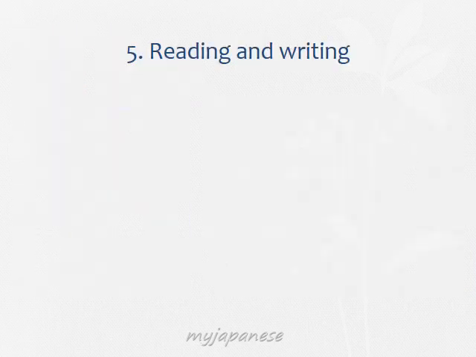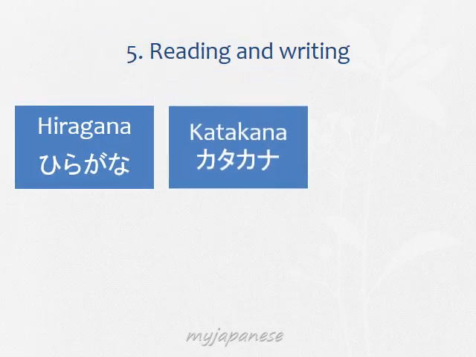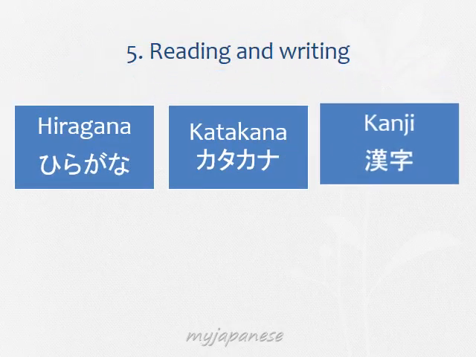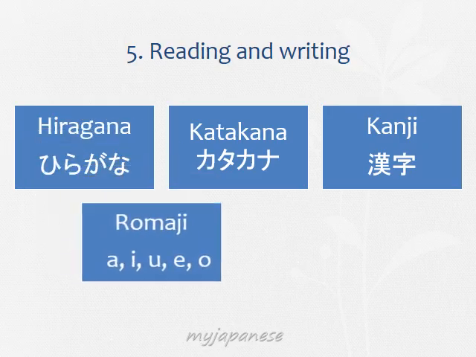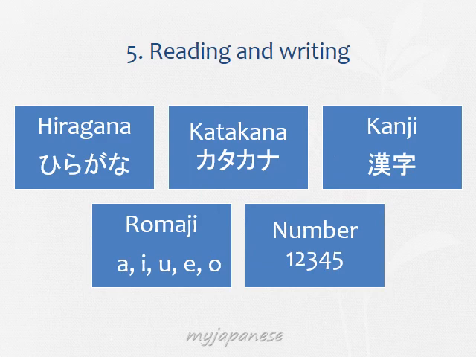Number 5. Let's move to reading and writing now. This is another feature of Japanese language. Japanese is written in hiragana, katakana, kanji, romaji, and number. Hiragana and katakana are Japanese alphabet. When you read and write in Japanese, you need to learn them.